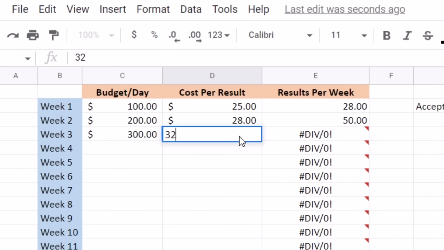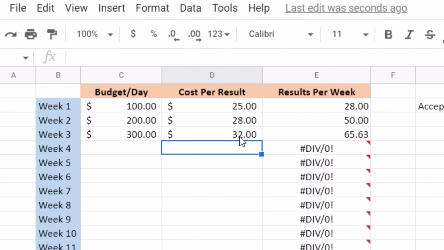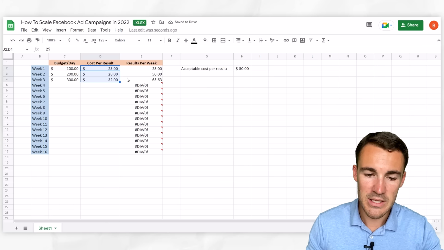So let's say we do this and we get a cost per result of 32. Fantastic. Results are getting more expensive. I'll explain why in a minute.